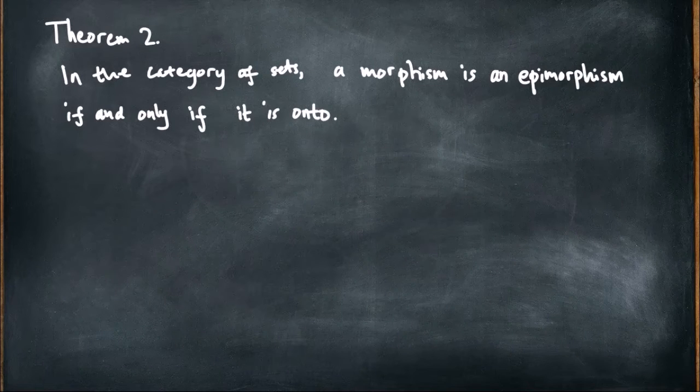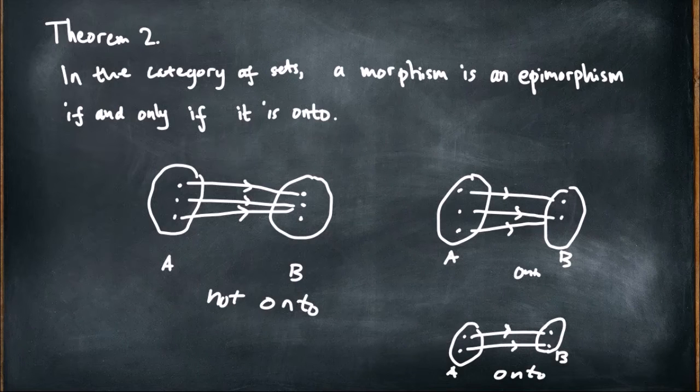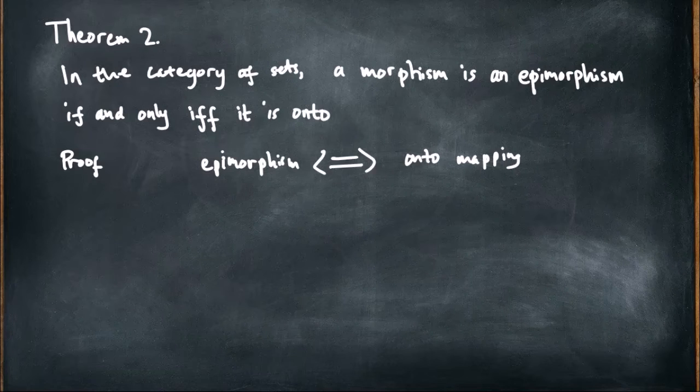Theorem 2. In the category of sets, a morphism is an epimorphism if and only if it is onto. Recall that a mapping from set A to set B is onto if every element of B is the image under the mapping of some element of A. This is an example of a mapping which is not onto, because there is an element in the set B which is not the image of the mapping from set A. These are examples of onto mappings. Now, in order to prove this theorem, we must show that an epimorphism implies that it is an onto mapping, and an onto mapping implies that it is an epimorphism.